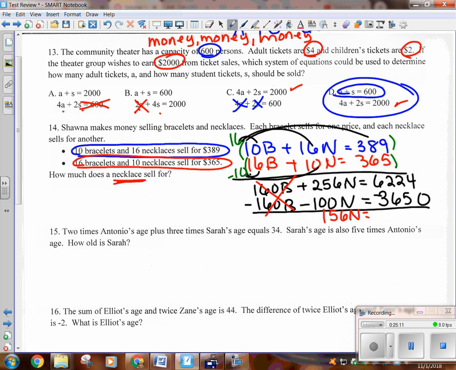Then you need to grab your calculator. 6,224 minus 3,650 is 2,574. Divide by the number in front of N. I got a decimal. Each necklace is $16.05. Since this is money, that would be $16.50.